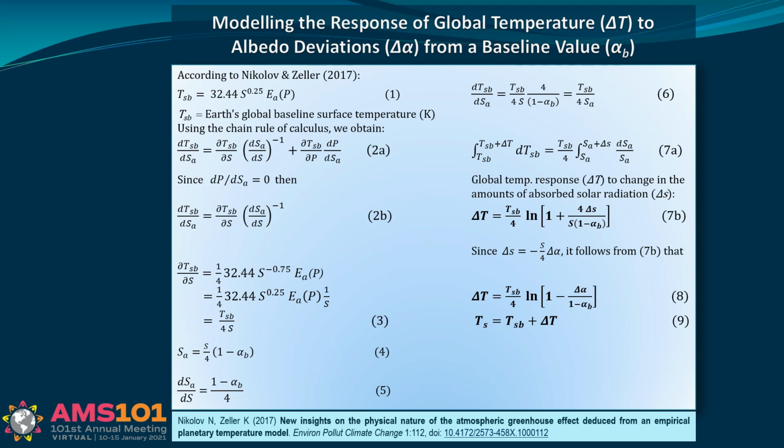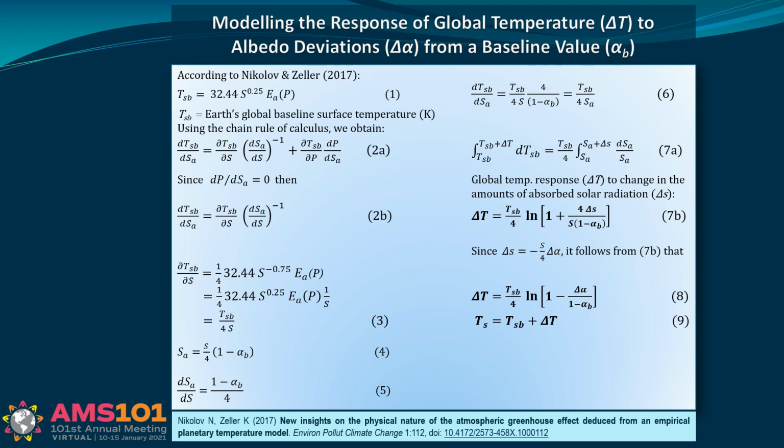Equation 2 shows the total derivative of a planet's baseline temperature with respect to absorbed solar radiation, S sub A, as a function of 4 partial derivatives in accordance with the chain rule of calculus. Equations 3, 4, and 5 quantify the component partial derivatives listed in equation 2. Equation 4 estimates the average absorbed solar radiation by a planetary body, S sub A, using spherical geometry. The parameter alpha sub B in equations 4 through 8 denotes the baseline planetary albedo, which is an emerging property of the climate system as discussed earlier.